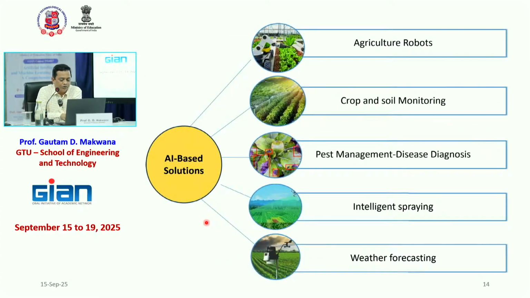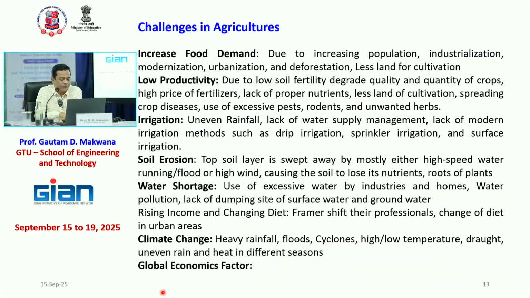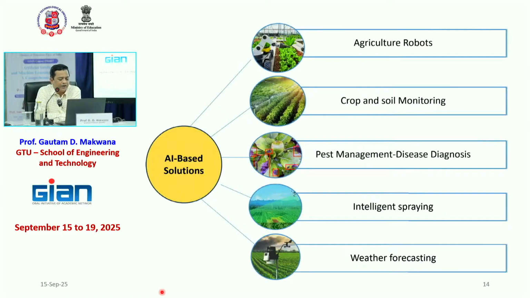Now, how to solve these challenges? Because we know India is one of the agricultural countries, we already have many kinds of solutions: agriculture robots, crop and soil monitoring, pest management, disease diagnosis, intelligent spraying, weather forecasting. So here, for example, the location of the seeds, we are putting unevenly. Okay, some seeds are nearby and some seeds are far away.